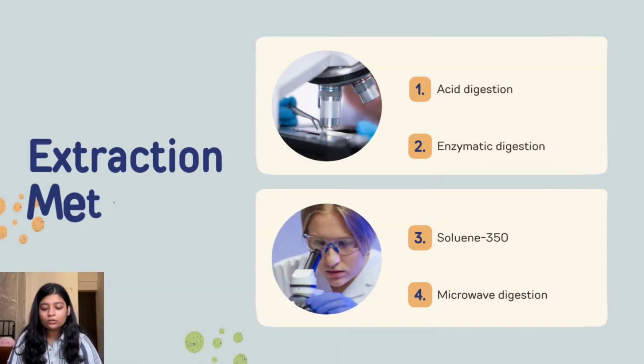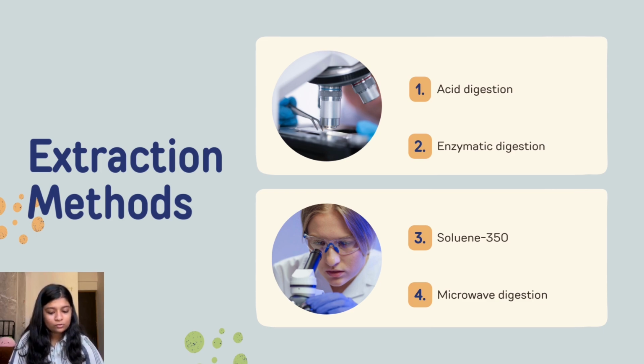Next, moving on to the extraction methods, there are four types: acid digestion, enzymatic digestion, Salunke 350, and microwave digestion. We'll talk about the acid digestion in a while. So before that, what is enzymatic digestion? Enzymatic digestion usually involves using proteinase K to mince tissue samples. These are rinsed in the solvent, then centrifuged, and the solid residue is removed and observed under the microscope.